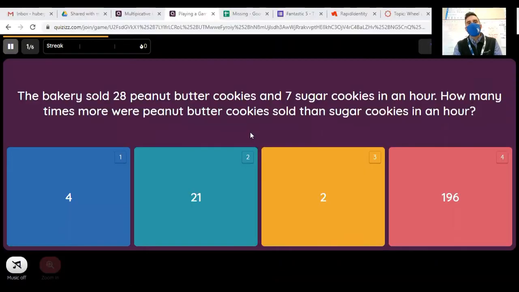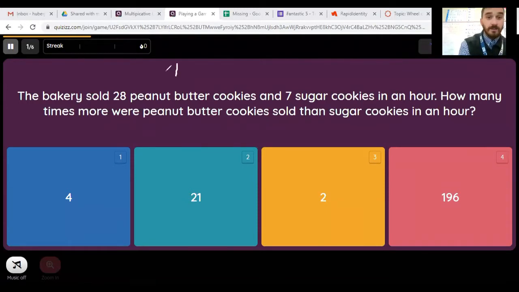Dude, no way did it delete my picture. All right, get it together, Mr. Huber. All right, so I'm just going to draw exactly what I had on there. Peanut butter, sugar, 7 equal to 28.